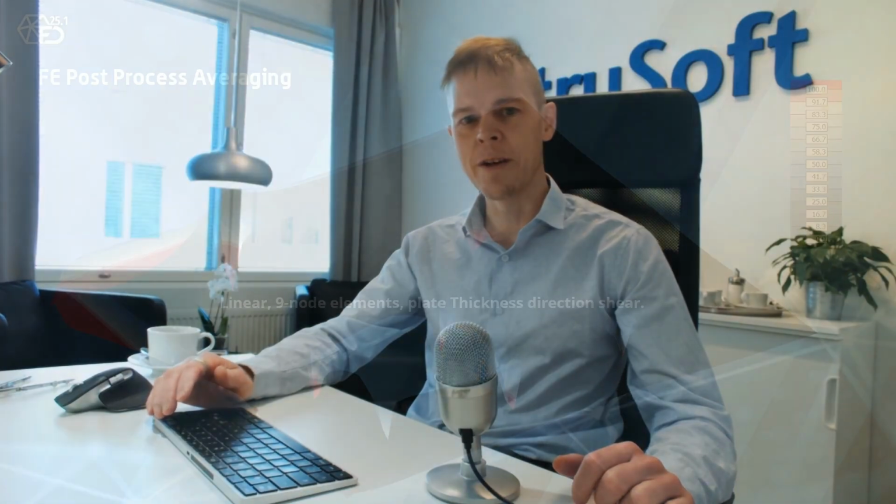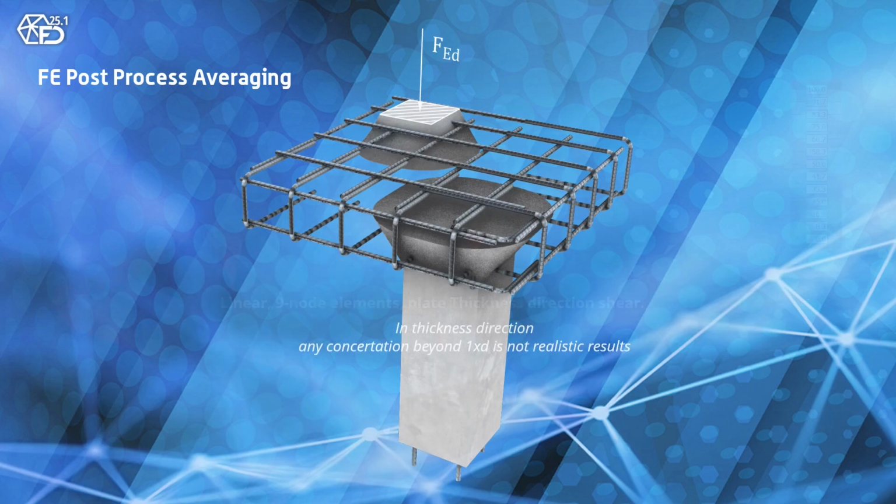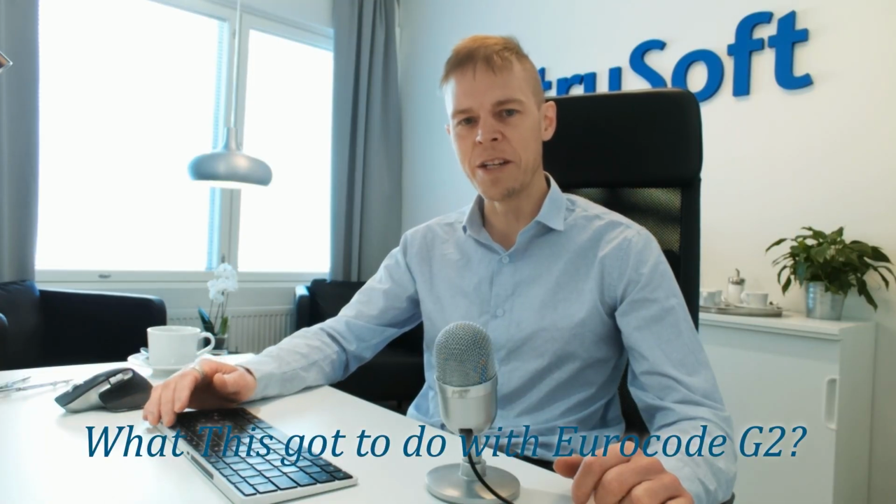Hi. When you are designing any real concrete plates using linear structure mechanics, you always have really high shear peak values. There are a few solutions to this problem, but do you know what the new upcoming Eurocode has to do with it?